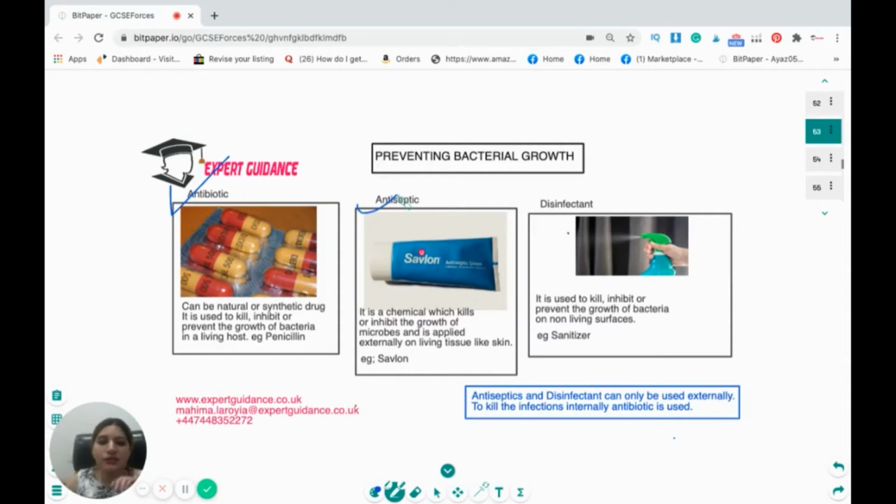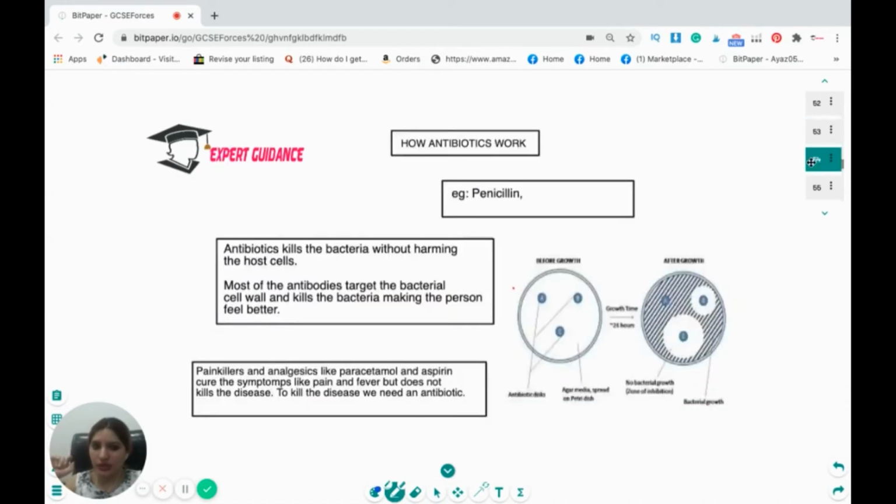It is a chemical which kills or inhibits the growth of microbes when you are applying it on living tissues or the skin. Example, Savlon. Disinfectant is used to kill or inhibit or prevent the growth of bacteria on non-living surfaces. So we sanitize all the working tables, all the non-living things. So we use the disinfectant. Antiseptics and disinfectants can only be used externally. To kill the infection internally, we have to use the antibiotics.